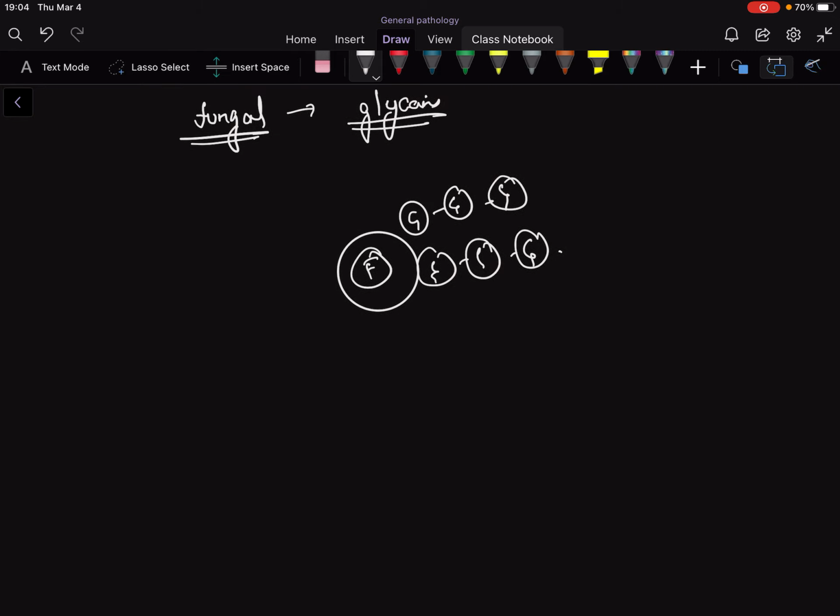The C-type lectins are most abundantly present on, the first one, dendritic cells, and the second one, macrophages. These C-type lectins are mostly abundantly present on dendritic cells and macrophages.